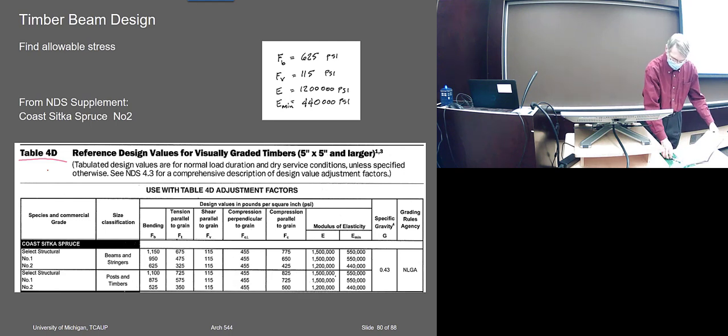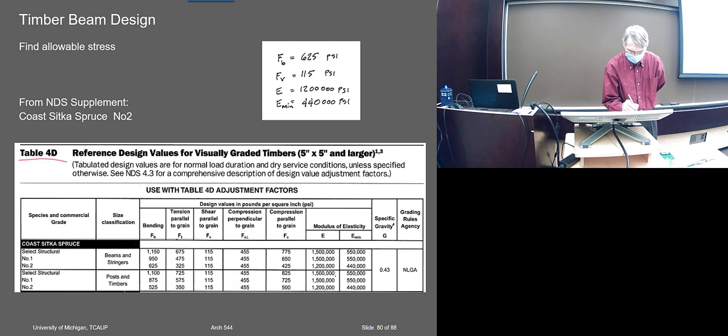If I've got the right wood here, Sitka spruce, and then you've got to decide whether you're a beam and stringer or a post and timber. Post and timbers are within 2 inches of square, right? So this is a beam. This is going to be deeper. It's not square. So it's got to be beam and stringers in here.